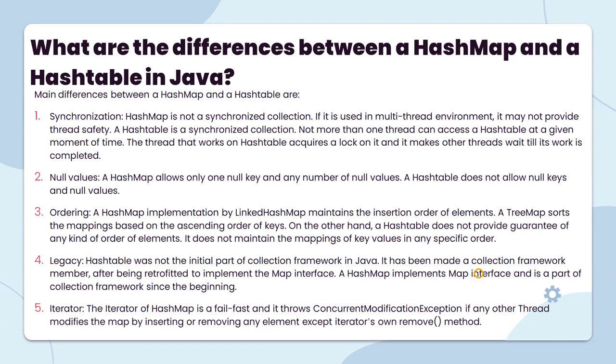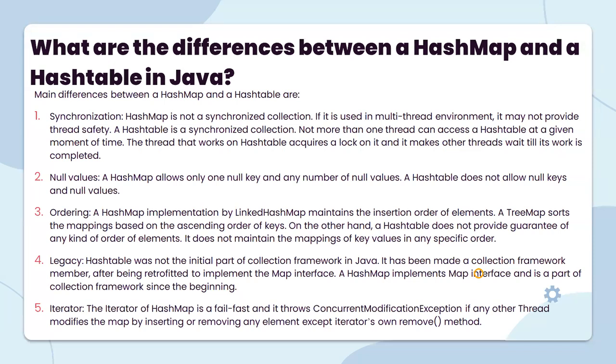So first are the differences. I have written five differences. First is synchronization. HashMap is not a synchronized collection. If it is used in a multi-threaded environment, it may not provide thread safety. Hashtable is a synchronized collection. Not more than one thread can access a Hashtable at a given moment of time. The thread that works on a Hashtable requires a lock on it, and it makes other threads wait till its work is completed. Simply put, Hashtable is a synchronized collection, and HashMap is not synchronized.